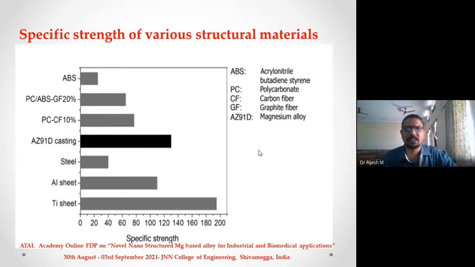Look at the specific strength. Specific strength is nothing but your strength divided by the density. In spite of the casting strength not being that good, when you divide by the density, just have a look at it. It's coming very close to a rod product of titanium sheet, where it's 190 and here you have 130. So that's what is very important in specific strength. The density plays a major role there.